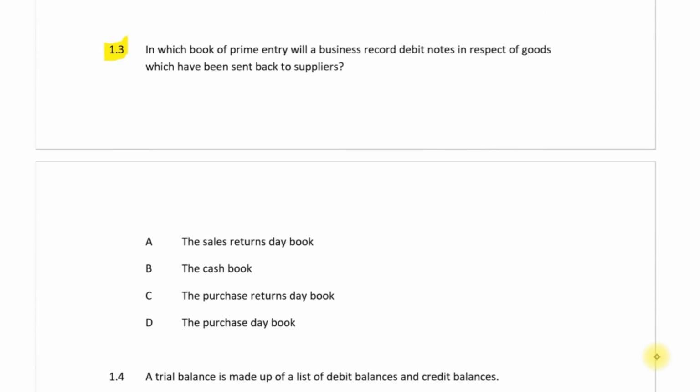This one, what does it say? It says, in which book of prime entry will a business record debit notes in respect of goods which have been sent back to the supplier? So the issue here is that you as a business, you buy something, you purchase, and you send it back to the supplier. You buy something from them, and you send it back for whatever reason. It could be that it may have been faulty. It could be that the product may not have been the quality or the description that you had originally intended.